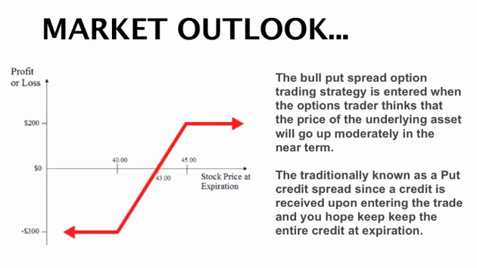So the bull put spread option is entered when the option trader thinks that the price of the underlying asset will go up moderately in the near term. So we're not all too crazy about being bullish. We just think that there's going to be a general rise in the price. We don't think it's going to double in price in the next 30, 60 days.